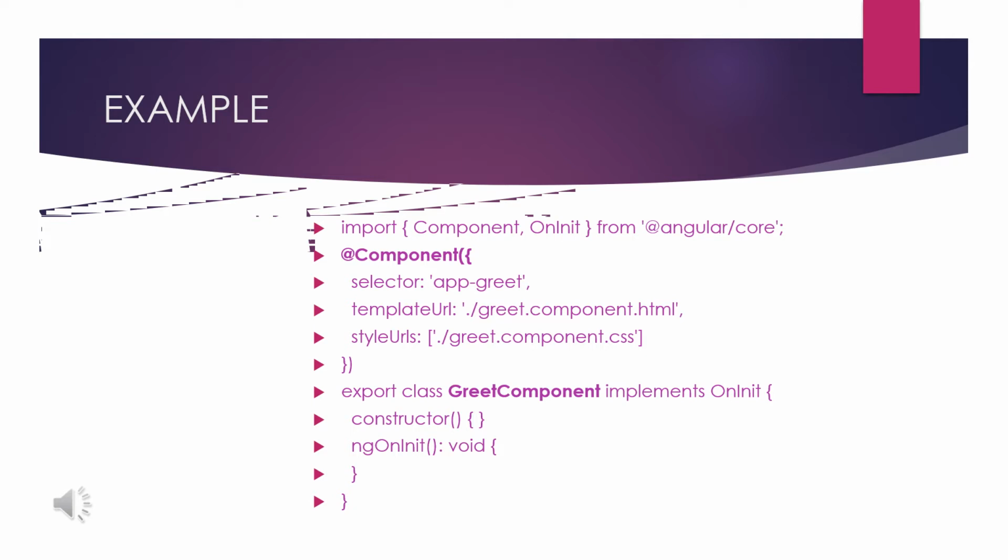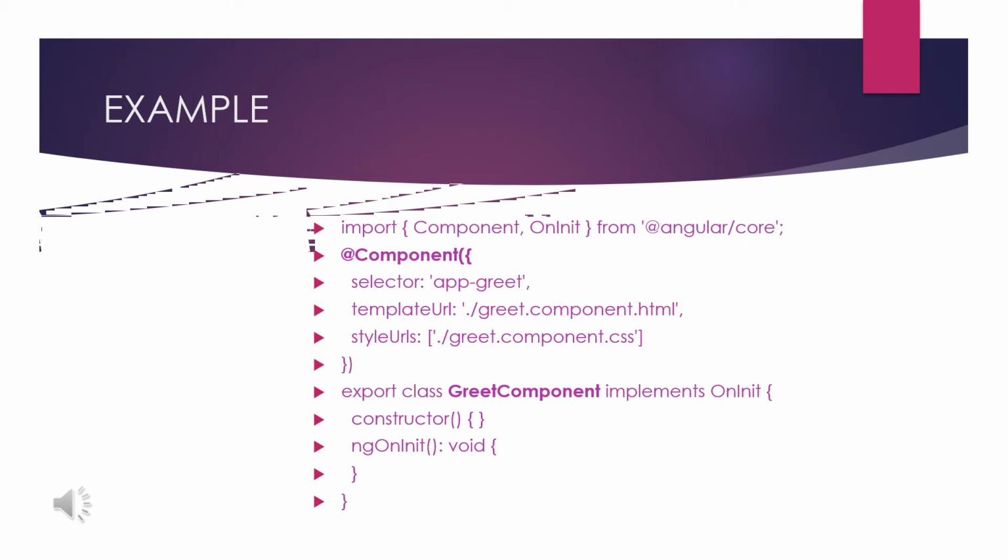And the component decorator has a structure. With the open bracket and curly bracket, it has three things mainly. One is selector, another one is templateUrl, third one is styleUrls. Selector will be the component's name. So this component name is app-grid. So app-grid is given here.